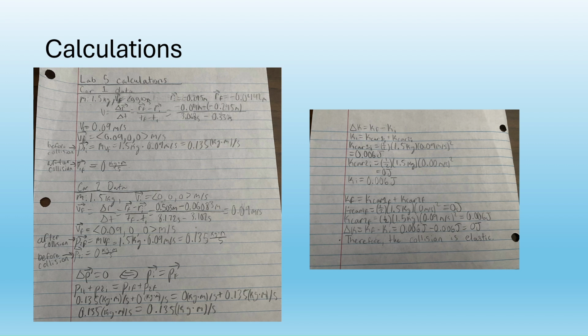The momentum of car 2 before the collision was 0 kilograms times meters per second and 0.135 after the collision. And you can look on the right here and see I calculated the change in kinetic energy, and that gave me that delta K was equal to 0. That implied that the system of car 1 and car 2 was not inelastic, but an elastic collision in which no kinetic energy is lost, and it stays the same.